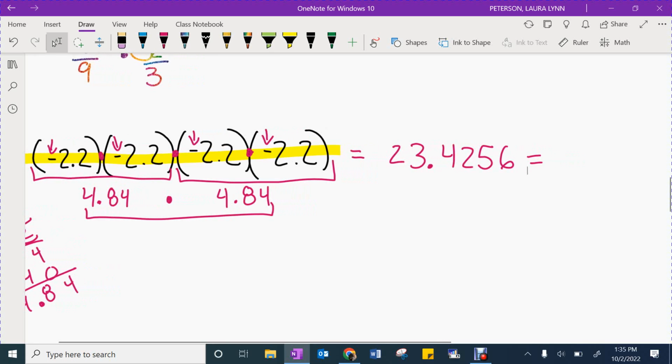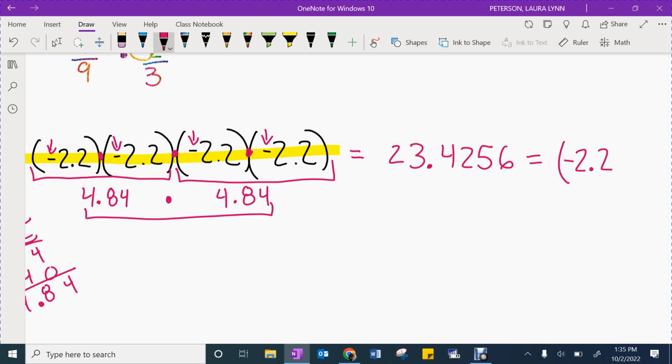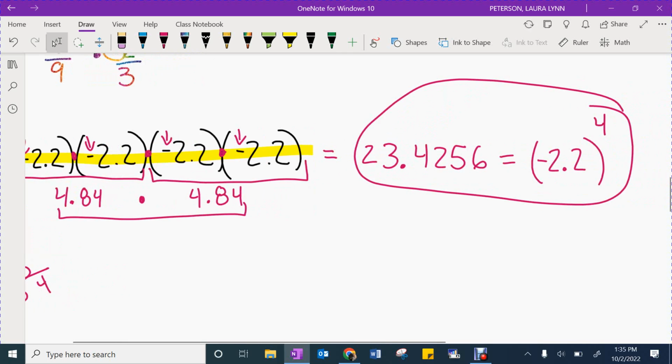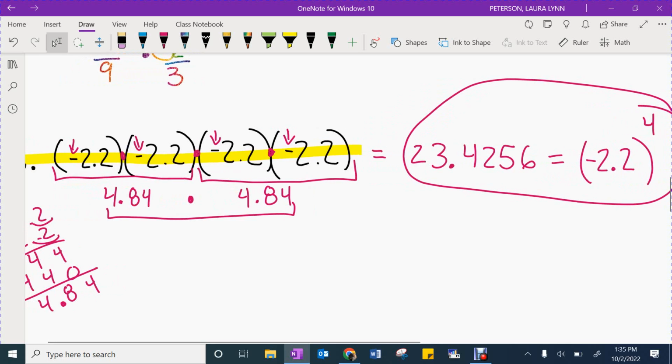Once I do the evaluating, I need to write my original problem as an exponential expression. So we have to ask what was being multiplied. It was negative 2.2. It was in parentheses, so in my answer, I'm going to keep the parentheses. How many times did negative 2.2 repeat? 4 times. So together, that's my final answer. Again, if you need to pause the video to get caught up on any writing, do so. Otherwise, I'm going to move on.